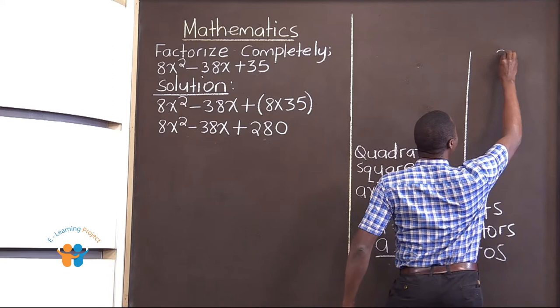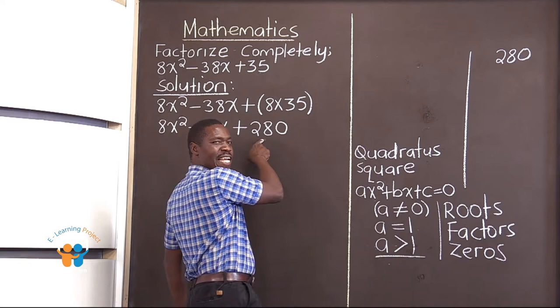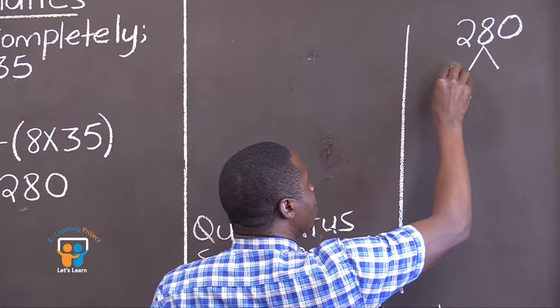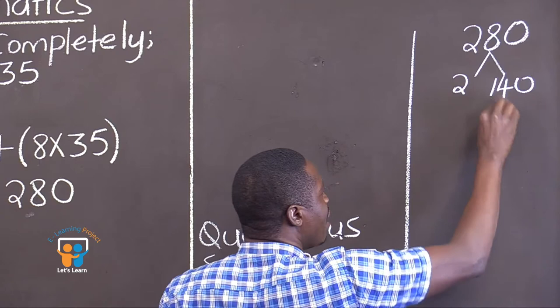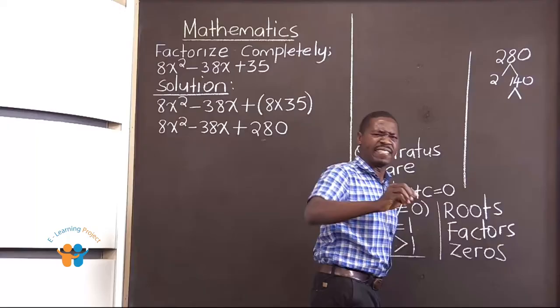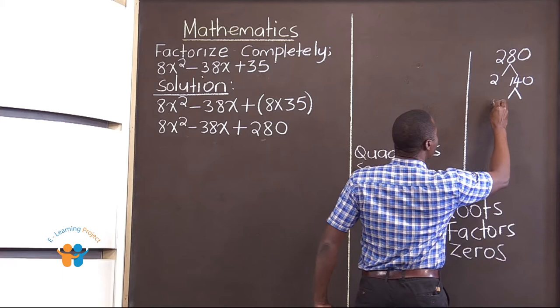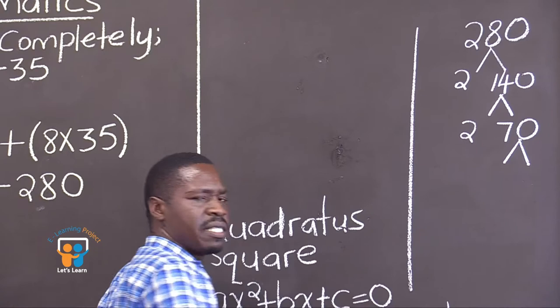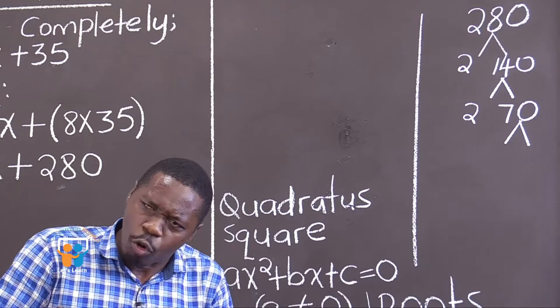280 is what we want broken down. This 280, the new constant, we can break it down. By 2, what do you get? 140. Good. By what? By 3? Not by 3. Come on, I taught you these things in the previous lesson. By 2, you end up with a 70. I'm hearing someone saying 70. You don't go as far as 70. Start with the lowest numbers.